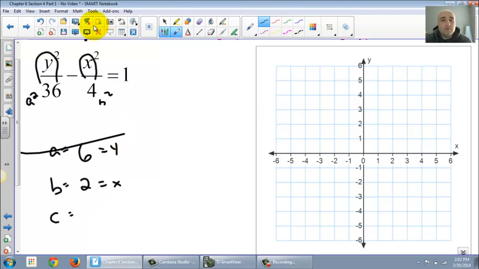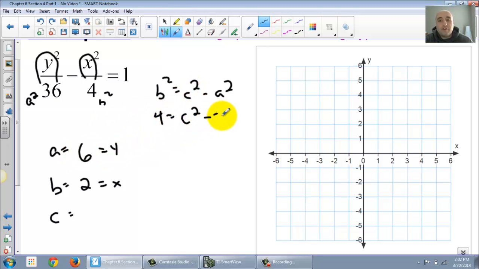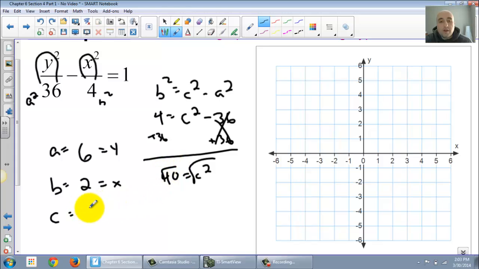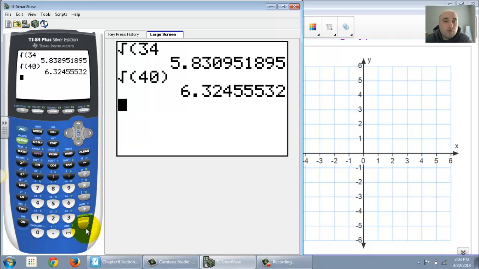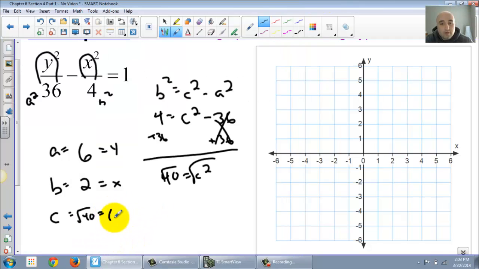So remember, b squared equals c squared minus a squared. B squared is 4 equals c squared, which we don't know, minus a squared, which is 36. So I'd add 36 to both sides. So 40 equals c squared. Square root of 40 as a decimal is 6.32, and it's also on the y, because remember, A and C always go together. So that's how we figure out C.